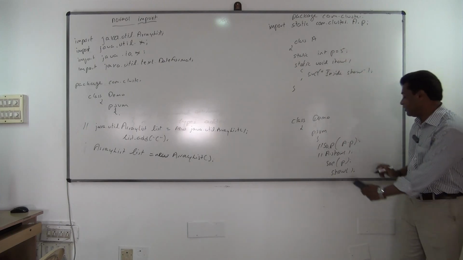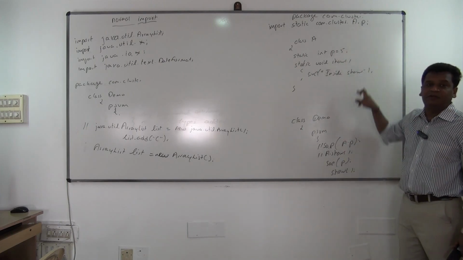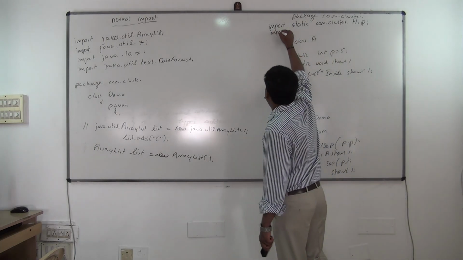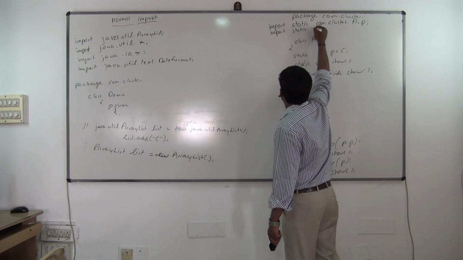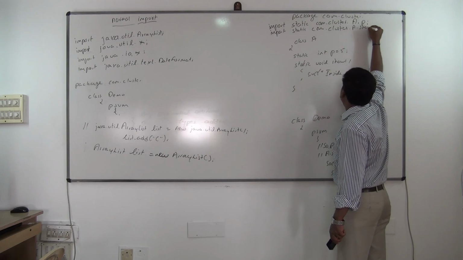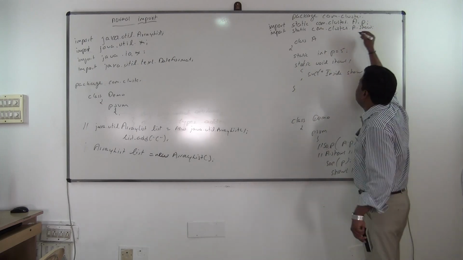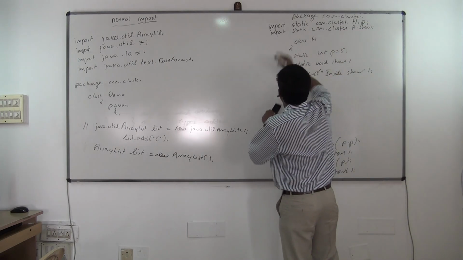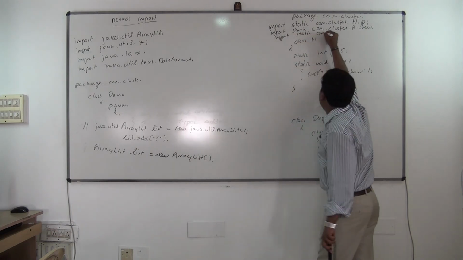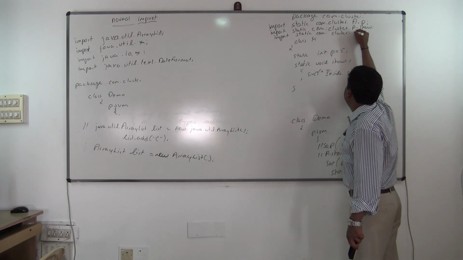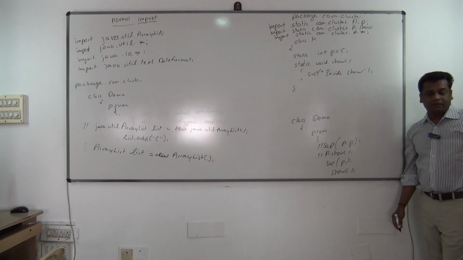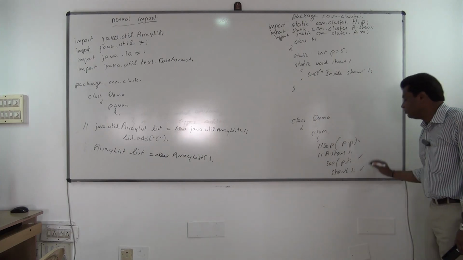Here I can work with only p, because I have still not imported show. If you want to work with show also, you import static com.cluster.a.show. Both you have to import. Or one more option is you can say import static com.cluster.a.star also. Both are correct. So this is how it will work. This is static import.